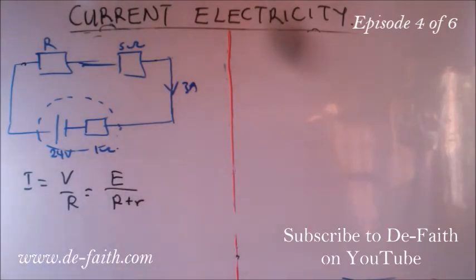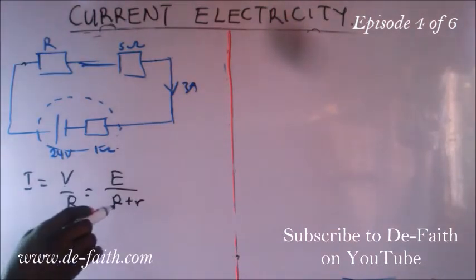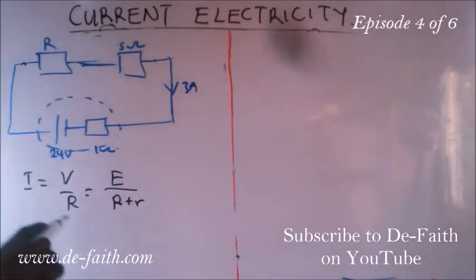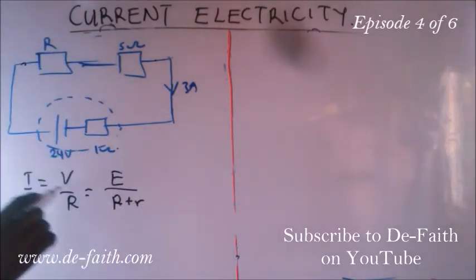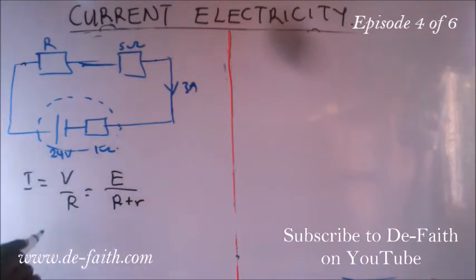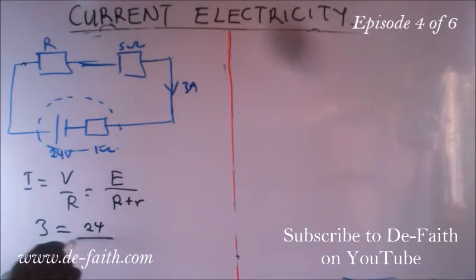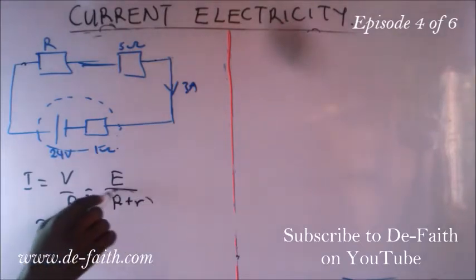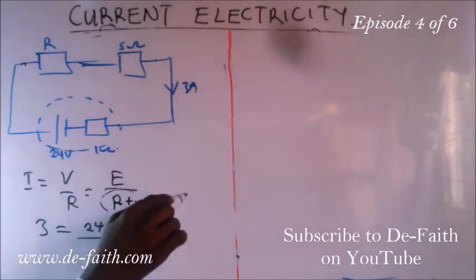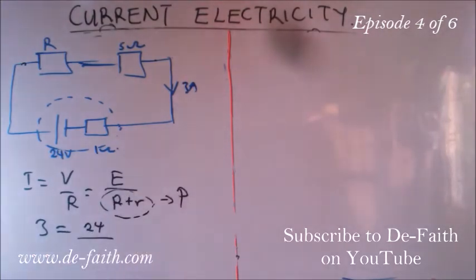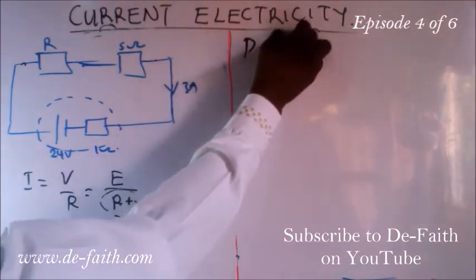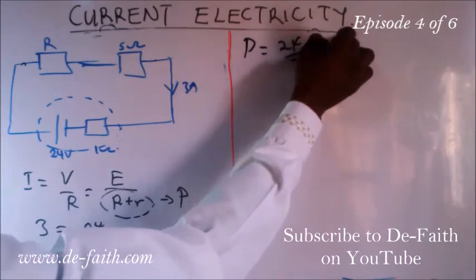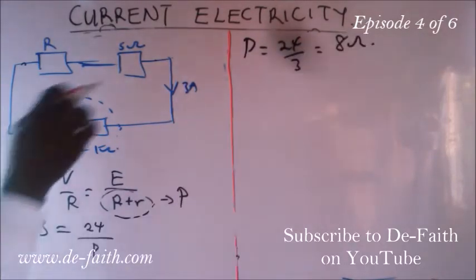So what we'll do is, we're given the current, we're given E, we can get our R, which is the external resistance, and then we have the internal resistance. So we're going to make use of this. Alright, so we have our current as 3 ampere, electromotive force as 24 over R plus r. Now let us represent all this. At first, let's represent it with R total equal to 24 over 3, and that is 8. So we have 8 ohms as what the total will be.